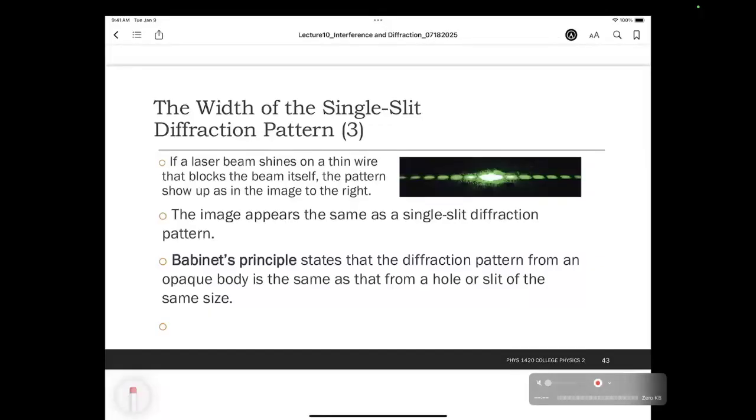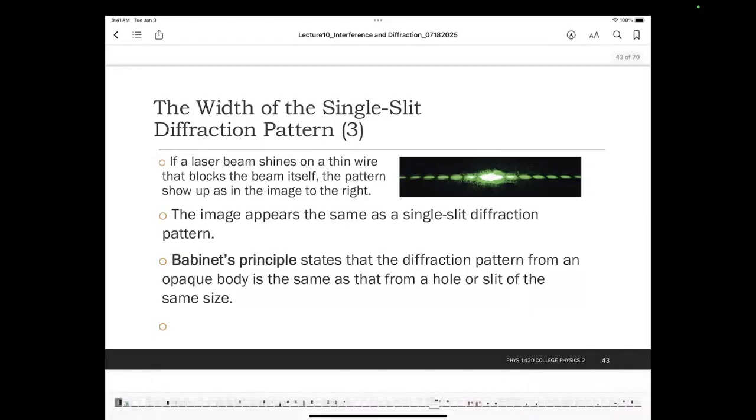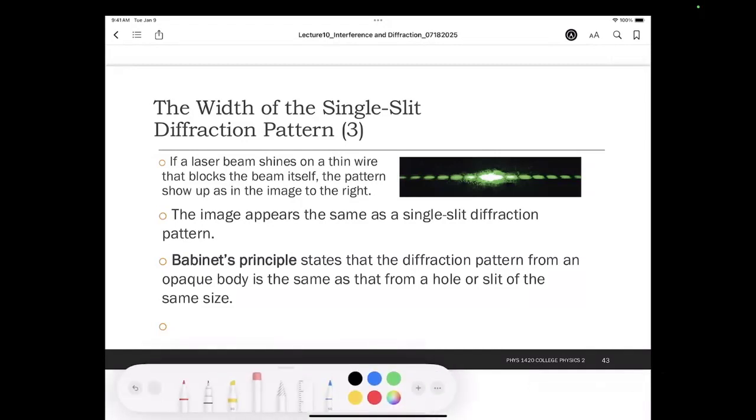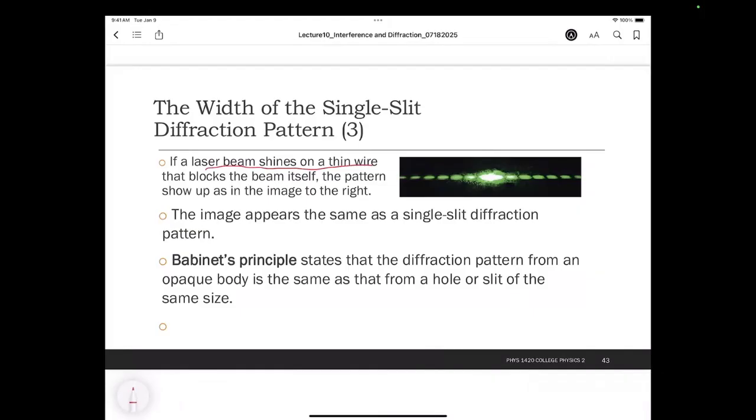Okay, let's talk about some interesting things for the single slit diffraction pattern. You can see if a laser beam shines on a thin wire that blocks the beam itself, the pattern shows up in the image to the right. The image appears the same as a single slit diffraction pattern. This is the maximum, and these are some minima, and then it gets smaller.